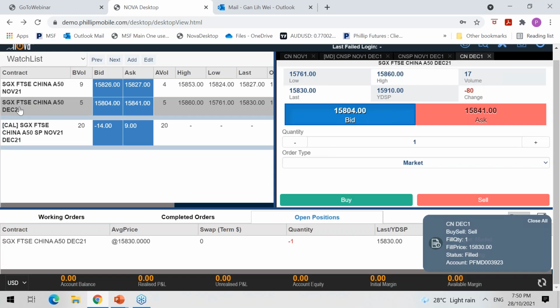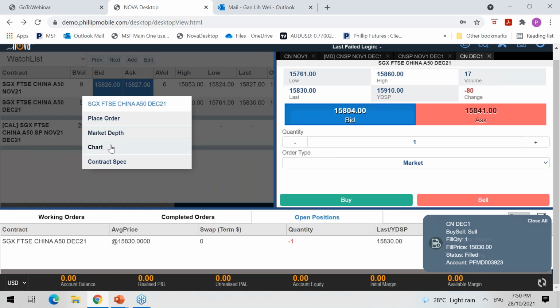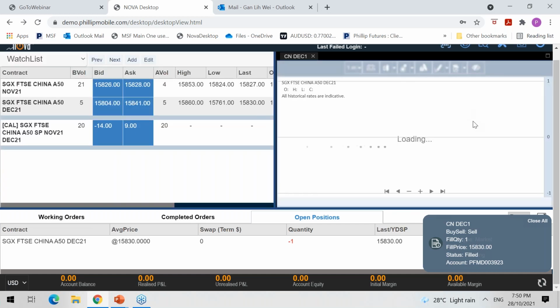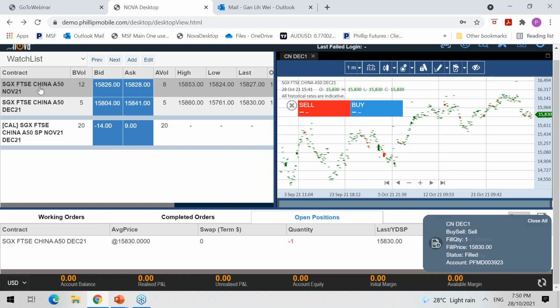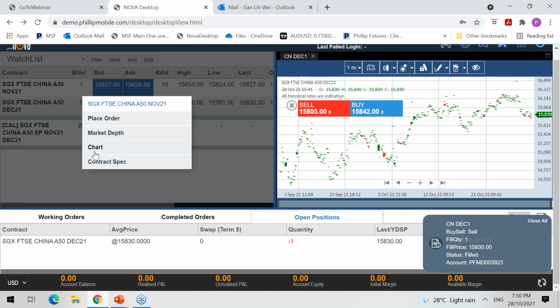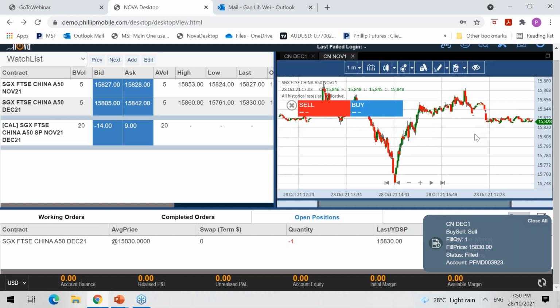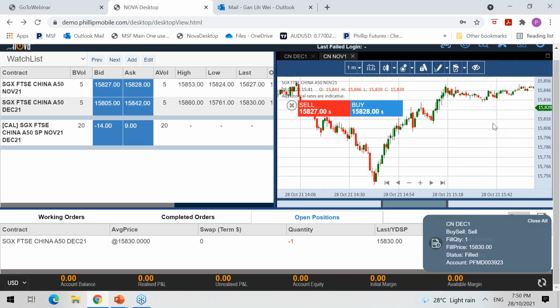But due to time constraints, we will not be covering the charts and other things, but there's also a chart available over here. You can simply look at charts, and then you'll be able to see the chart for the contract itself. Okay, so use the November contract. You'll be able to see the continuous chart for it.